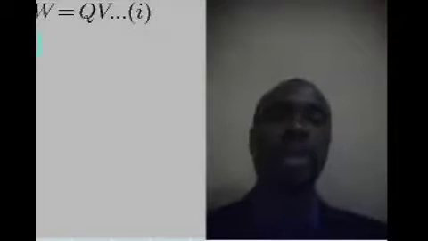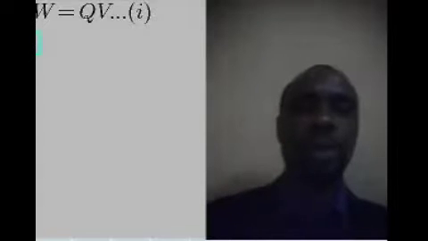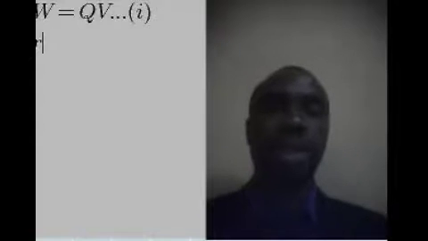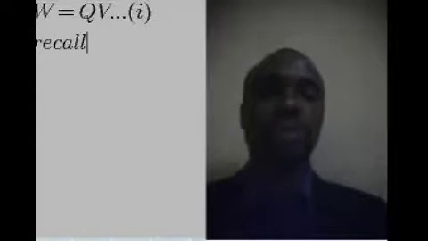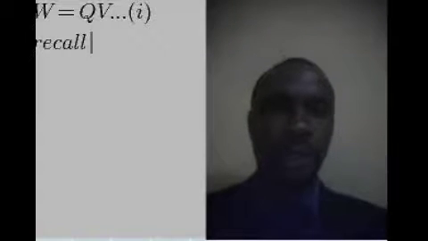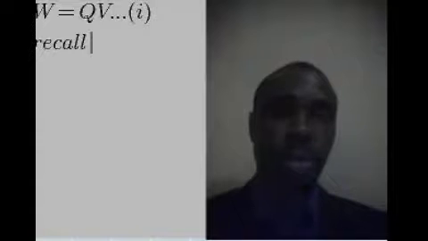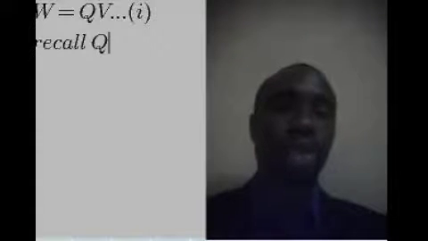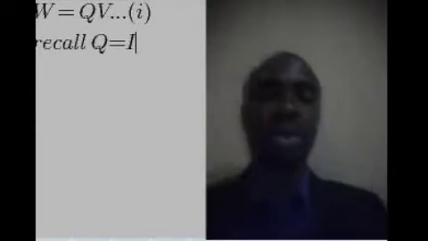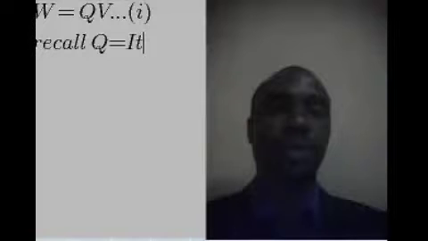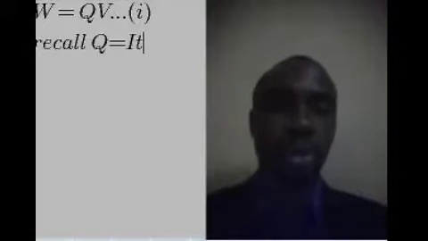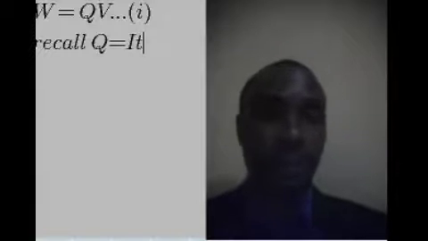Next, you must recall from our lesson on electric current that charge Q is equal to current times time, Q = IT. Charge is the amount of current that passes through a point in relation to time.